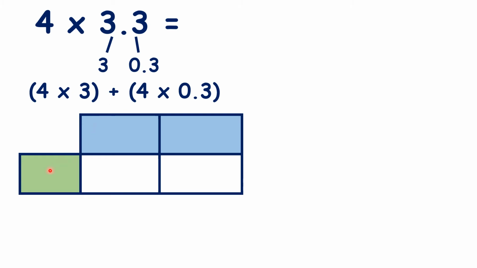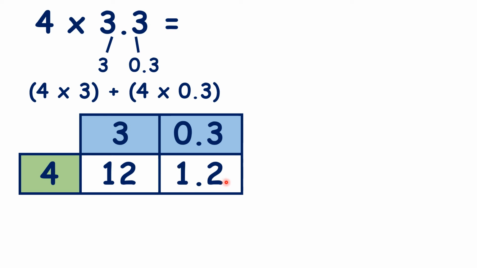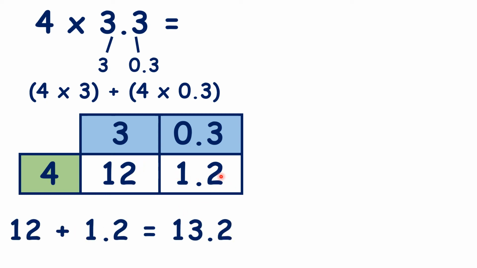So on the grid, we have 4, 3, and 0.3. 4 times 3 is 12, and 4 times 0.3 is 1.2, because 4 times 3/10 is 12/10. So we can add 12 and 1.2 to get our answer, 13.2.